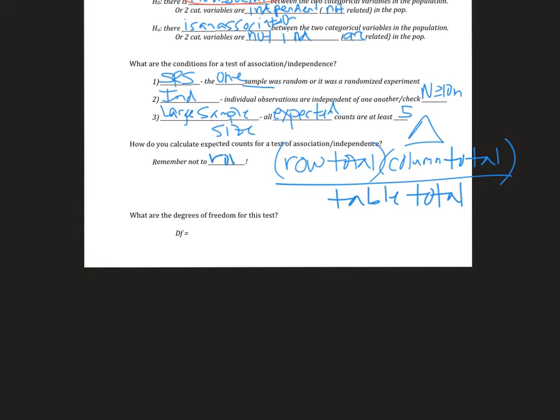Remember not to round to whole numbers, okay? Use at least one decimal when you're doing your expected counts. And the degrees of freedom are the same also as the homogeneity, so it's row minus 1 times column minus 1. All right, so let's go to the next page.